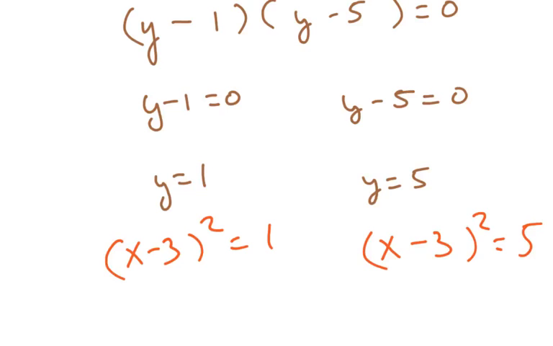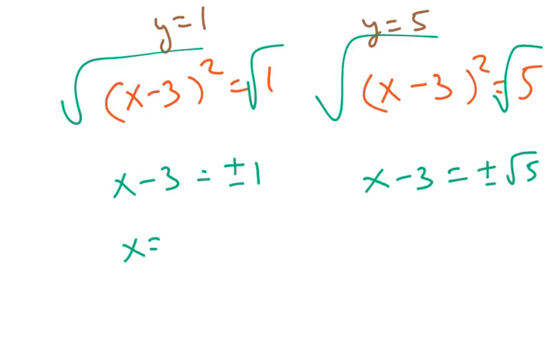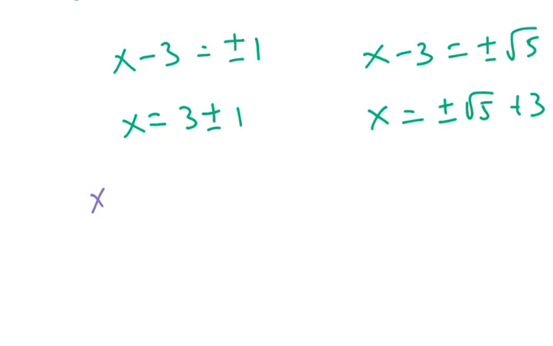So to finish it off, we take the square root of both of these, and we get x minus 3 equals plus or minus 1, and x minus 3 equals plus or minus square root 5. So when I finish this, x equals 3 plus or minus 1, and x equals 3 plus or minus square root 5. So this gets interesting because the answer is going to be x equals 4 or x equals 2. And over here, all I can say is x is equal to 3 plus or minus square root 5.